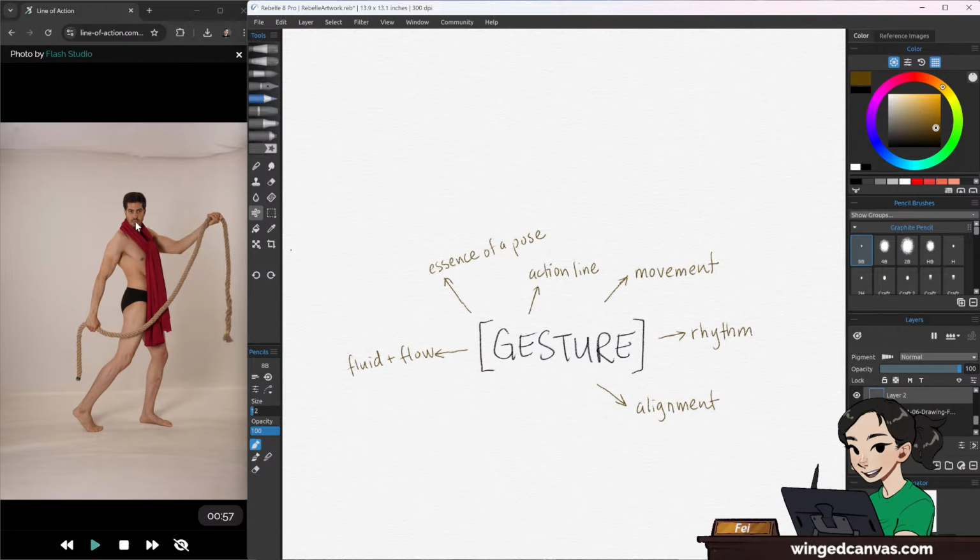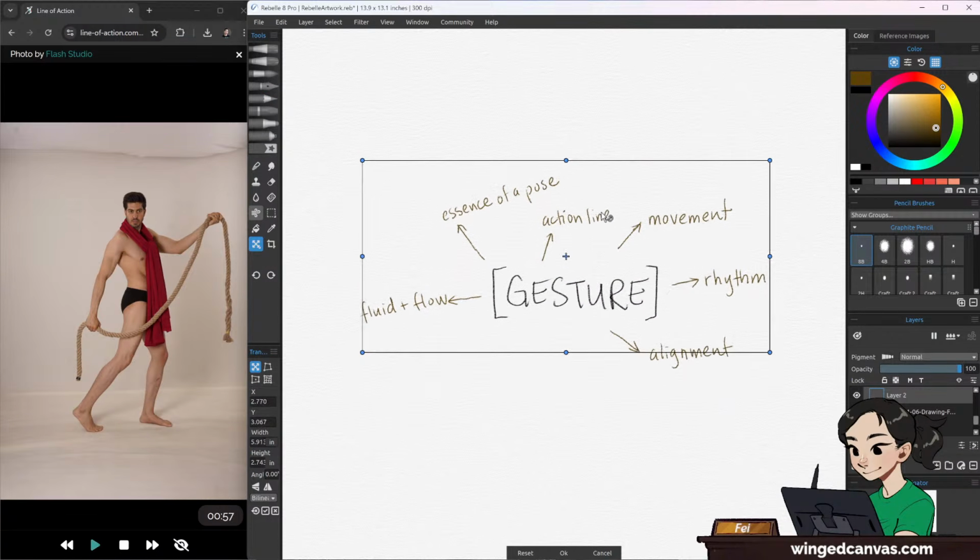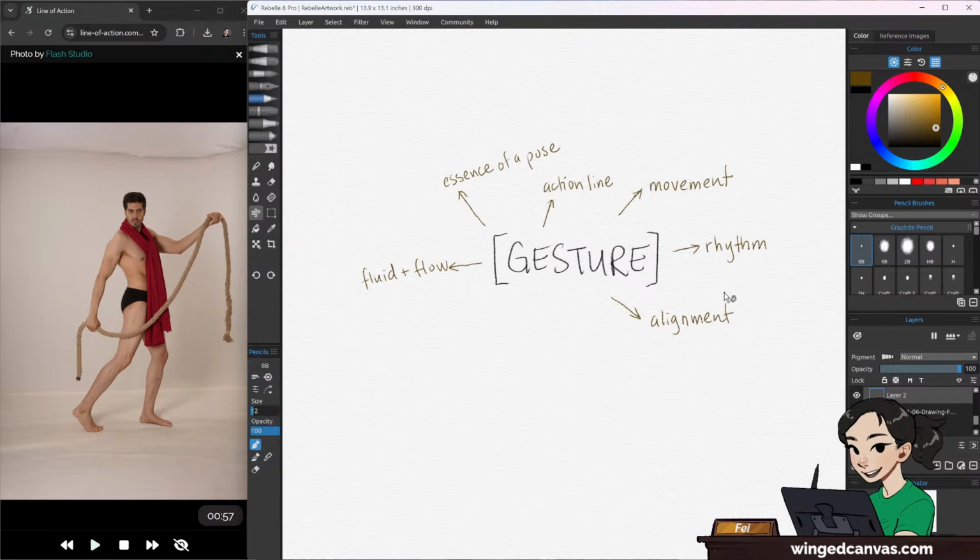Those are all alignments, and those are things that you can do in the gesture phase or the gesture stage of your drawing before you go into things like even proportions. So gestures are really, really important, a way of starting a pose.